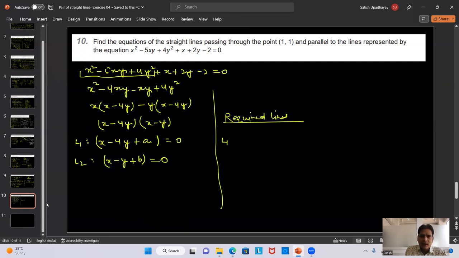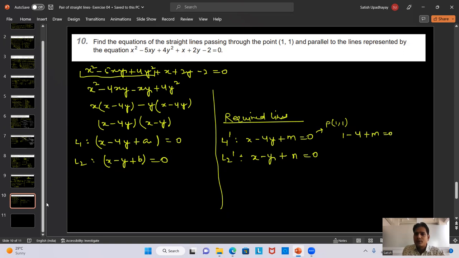So let me write it as L1 dash. It will be of this form, x minus 4y plus m equal to 0. Okay. And our L2 dash line will be x minus y plus n equal to 0. Now this will pass through the point (1, 1), right? So let's put the values of x and y as 1 and 1. So we will have 1 minus 4 plus m equal to 0. So from here we get the value of m as how much? 3. So m is coming out to be 3.